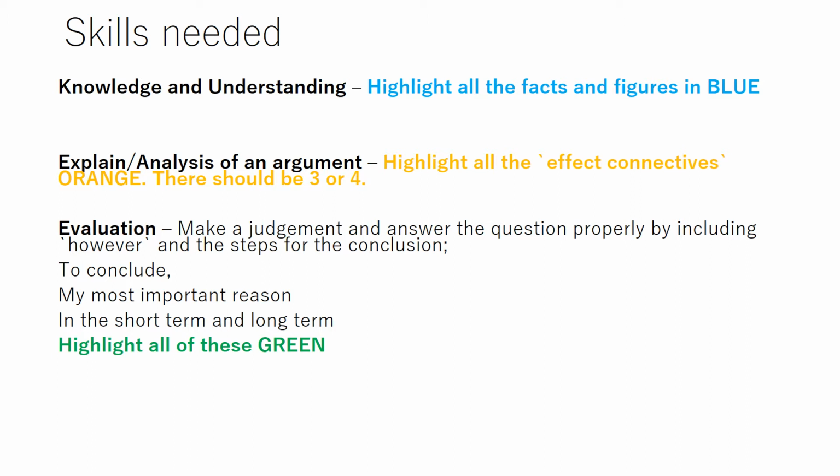So for example, when we do the question, you need to highlight all your facts and figures, all your knowledge and understanding of the topic in blue. Because you have to explain or analyze your argument, you can highlight all of your effect connectives in orange. So there should be 3 or 4, I tell my students.